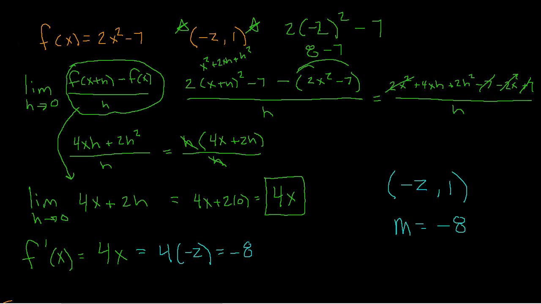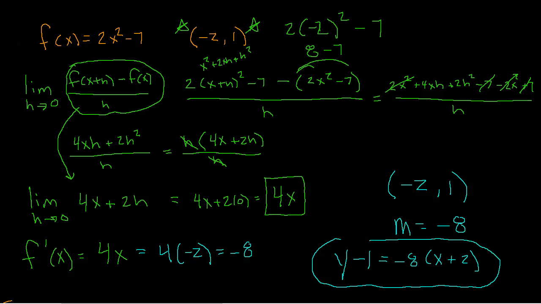And now I'm going to write the equation of my tangent line. It is y minus 1 equals negative 8 times x plus 2. Now remember, the formula is x minus, but when you subtract a negative, it turns into a positive. So there is my equation.